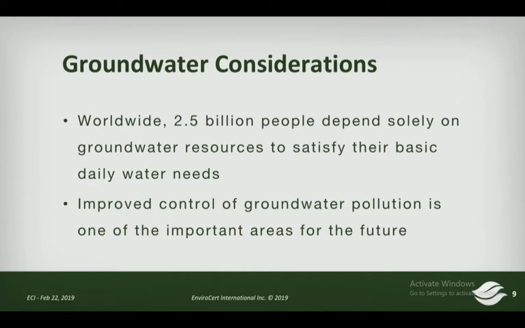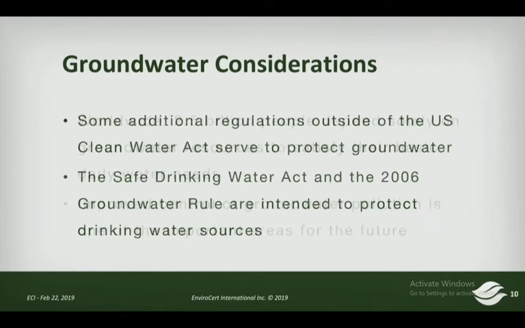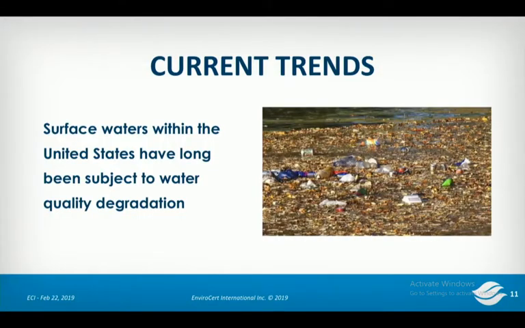It's important to keep in mind that worldwide, 2.5 billion people and growing depend on groundwater, and it's essential that we continue to protect these resources. Stormwater runoff is one of the biggest contaminants of these resources. As we go through this, we don't talk as much about groundwater, but it's important to recognize the Safe Drinking Water Act and other groundwater rules that were implemented to protect our drinking water resources.